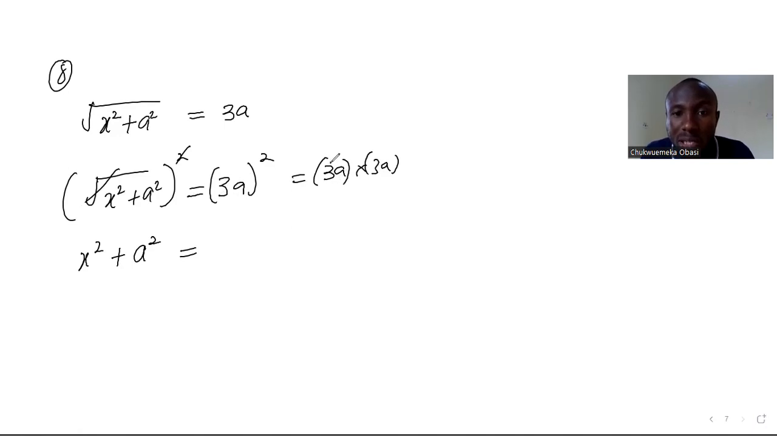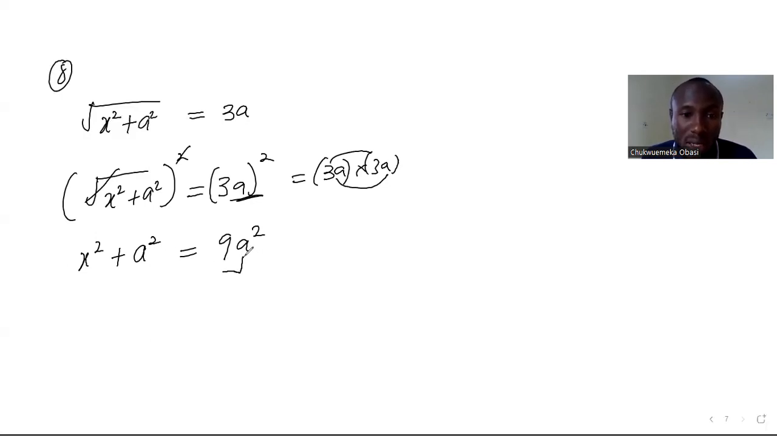That will give me 3 times 3 is 9, a times a is a squared. That will give me 9a squared. Actually, this is indices, and we have treated indices in our playlist, in our grade 10 SS1 work. Go and watch our videos on indices. It will explain all of this for you. All right, so now we go further.